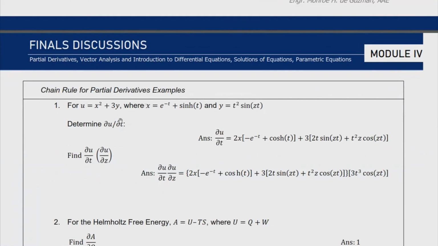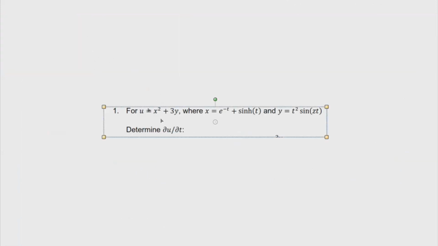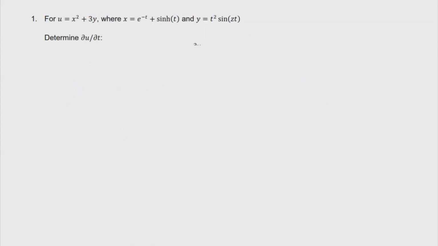I want to show you something as we solve this first problem, so I'll be copying this. Let's first construct what happens in this expression. For number 1, we need to find the partial derivative of u with respect to t, and this is our expression. Now, we need to find the expression first of our partial derivative of u with respect to t.